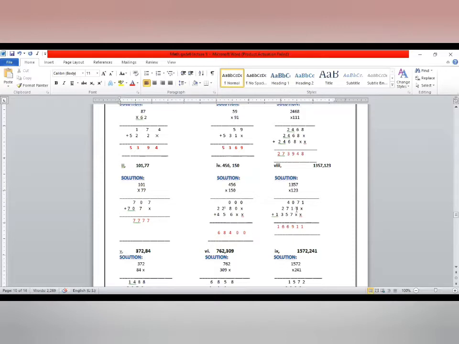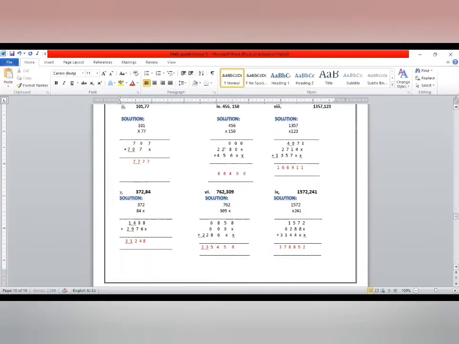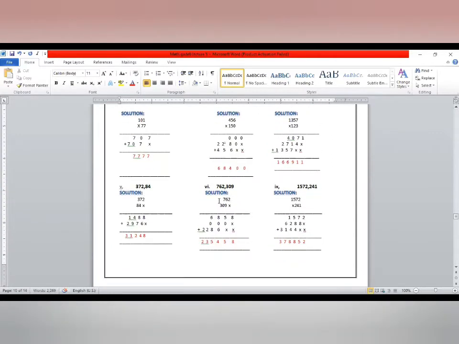68,400. After that, we have sum number 5. In sum number 5, we have the same multiplication, and you are also familiar with the multiplication procedure or method from the earlier classes. Here 372, comma 84. 372 multiplied by 84. First we will multiply 4 by 2, 4 2s are 8, and 4 7s are 28, 2 is carried, and 4 3s are 12, 12 plus 2, 14.